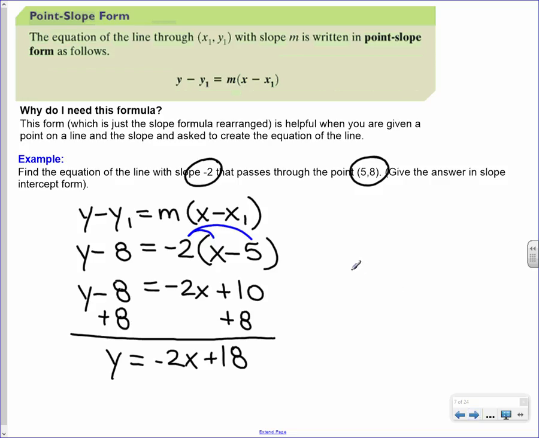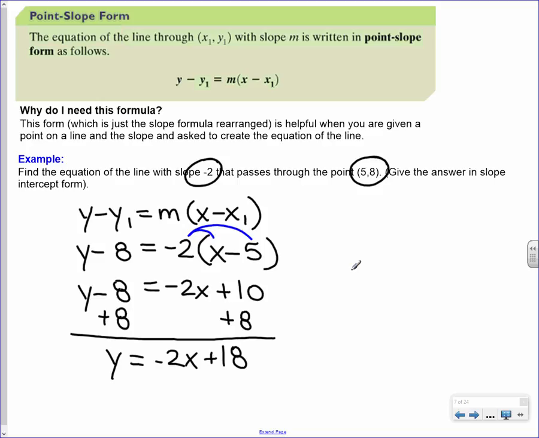Another form that we have is point slope form. Point slope form is going to be helpful when we have the slope of a line and we have a point on the line. If we have both of those things, then we can plug those into point slope form and find the equation of the line, okay? So find the equation of the line with slope of -2 that passes through the point (5, 8), and then it says give the answer in slope-intercept form.